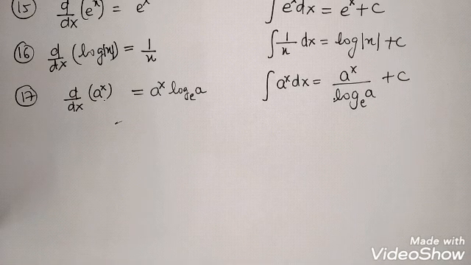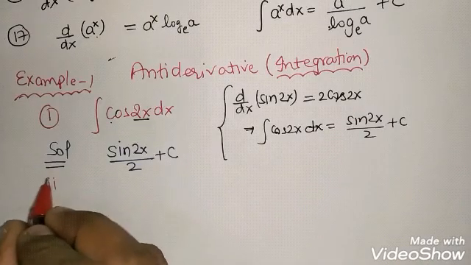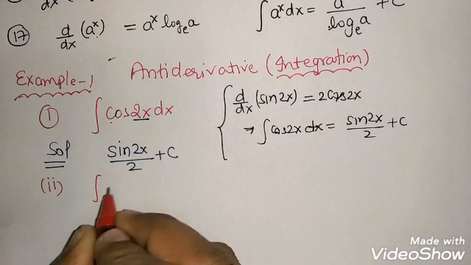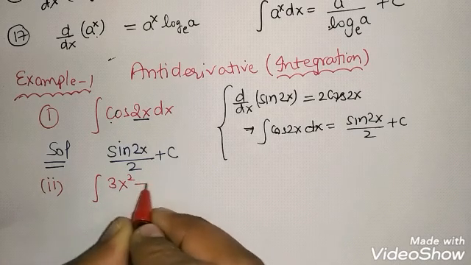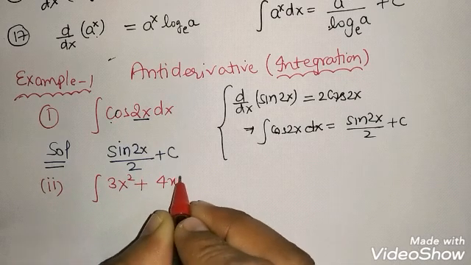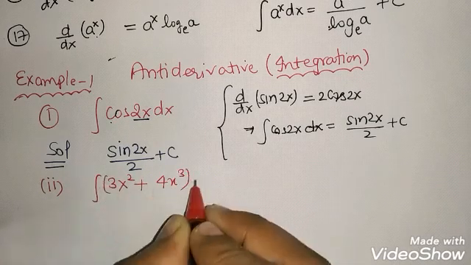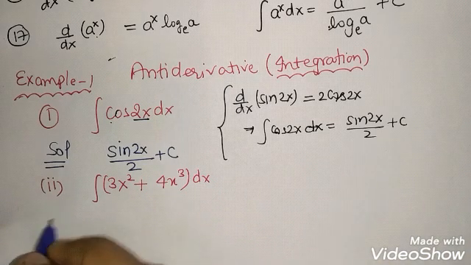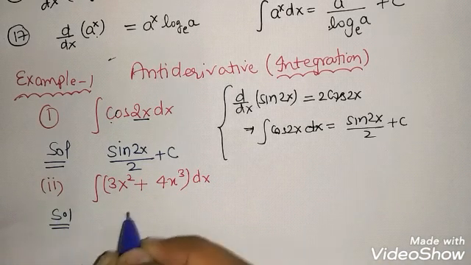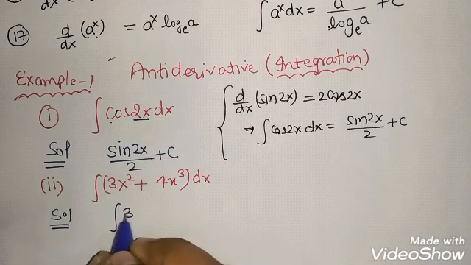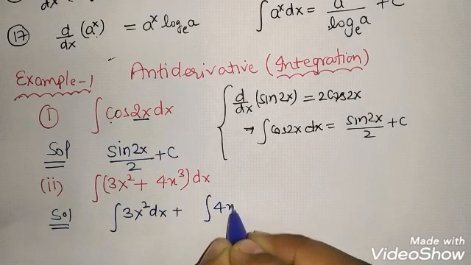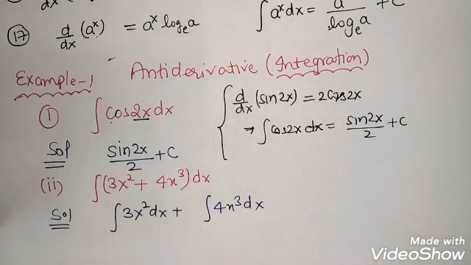You can repeat the video once, then see example number 1. It says find the integration of 3x square plus 4x cube dx. You can separate the integrals over here: integration of 3x square dx plus integration of 4x cube dx. Simply you can say this.